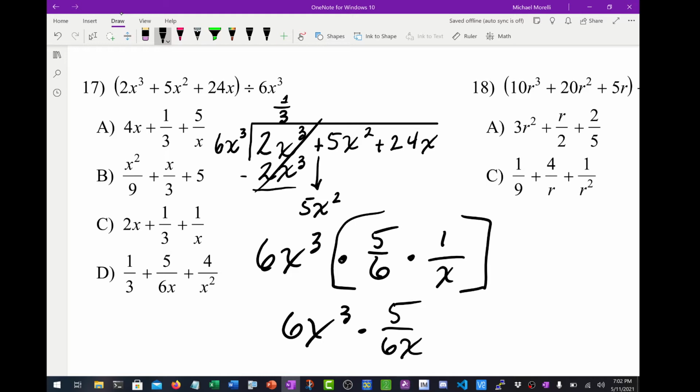So now that I know that, let's see what we need to do. We need to add 5 over 6x to our quotient. All right?